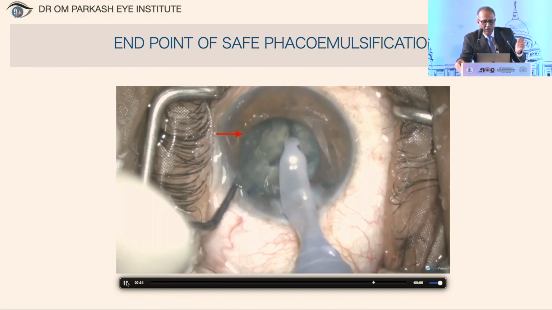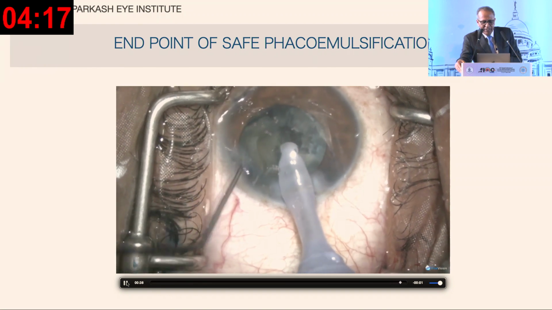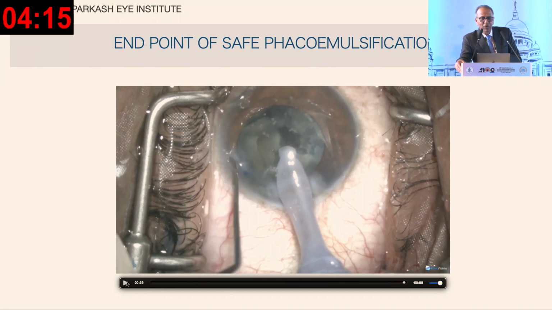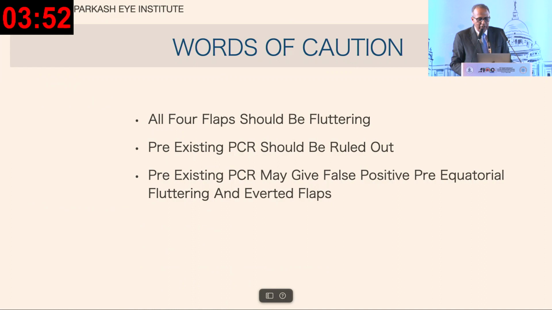It is not Dr. Amar Agarwal's operation theatre where it is not a catastrophe. He would have done everything, but for all of us humans, it is something which we should be aware of, a catastrophe for most of us. So in conclusion, do not panic. Evaluate the extent of the tear of the flap by flap motility sign, know the endpoint of safe phacoemulsification. Site of IOL implantation is very important. Safe phacoemulsification techniques which I have already talked about.